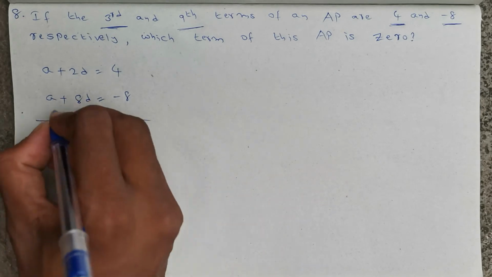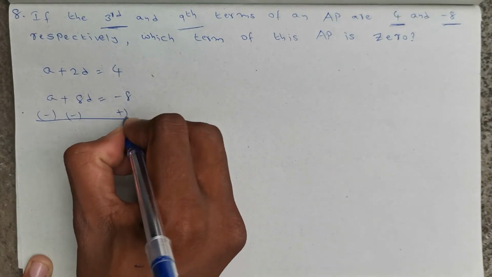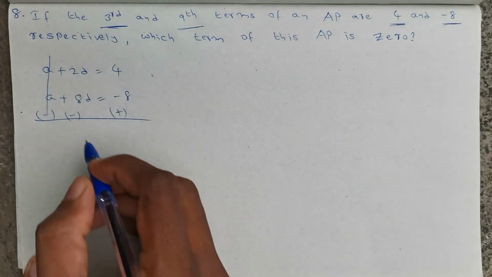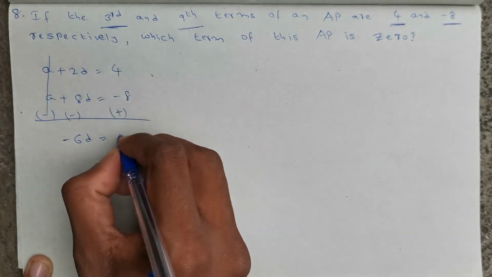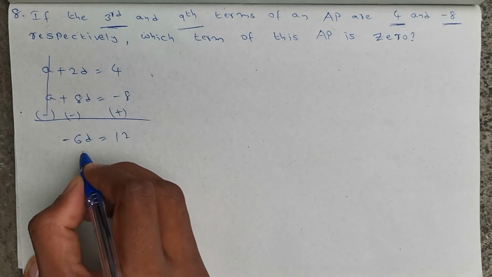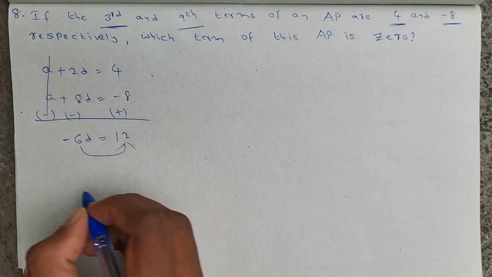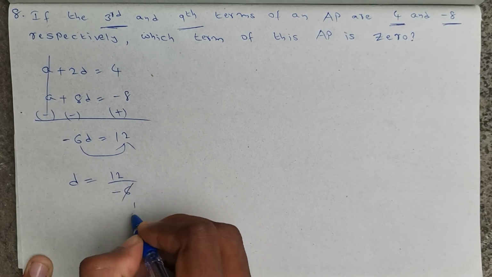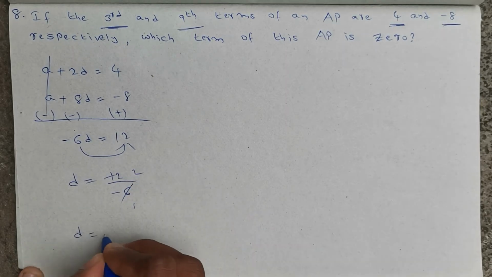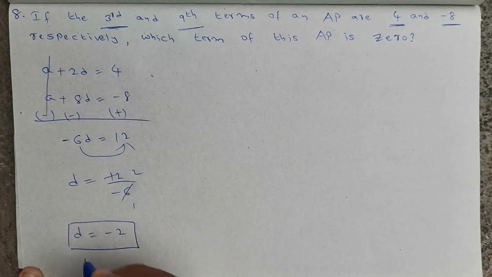I am doing subtraction here. Minus minus minus will become plus. Plus a minus a both will cancel. 2d minus 8d, minus 6d is equals to 4 plus 8, 12. Now this minus 6 I will take to the right side. D is equals to 12 divided by minus 6. 6 ones are 6, 6 twos are 12. So d is equals to minus 2.